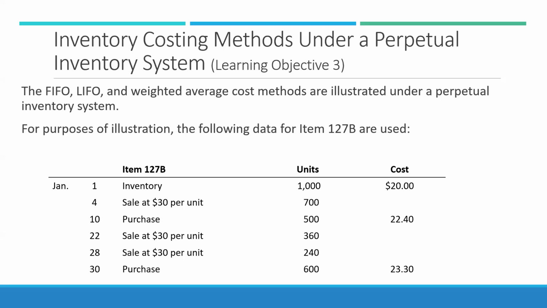So we have our beginning inventory, 1,000 units at $20 a unit, and then an initial sale of 700, then a purchase of 500, sale, purchase. And at every point in time here, for example, the sale on the 4th, and this is the perpetual inventory method, so everything is recorded as we go. On the 4th, we only have access to the $20 inventory. So it's going to be the same for every method.